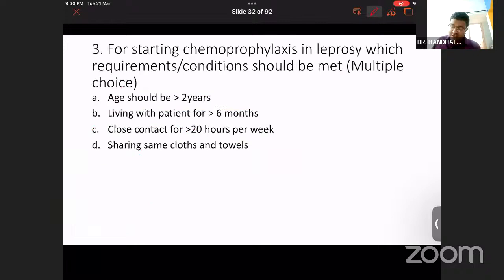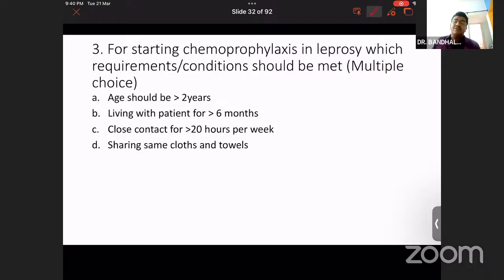The next question: for starting chemoprophylaxis in leprosy, which requirements and conditions should be met? They have given multiple choice. This is almost like a PGI pattern where multiple options can be correct. The options given are: age should be more than 2 years, living with the patient for more than 6 months, close contact for more than 20 hours per week, sharing the same clothes and towels.